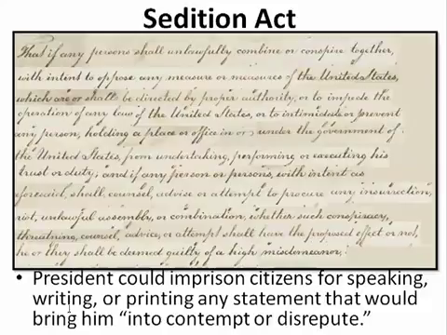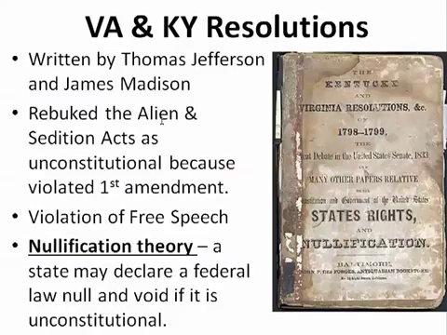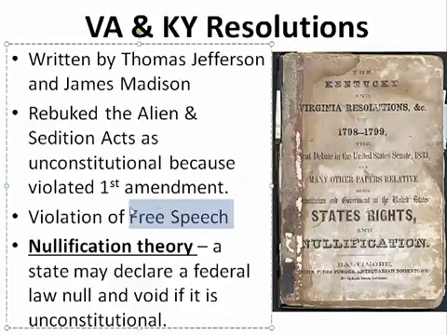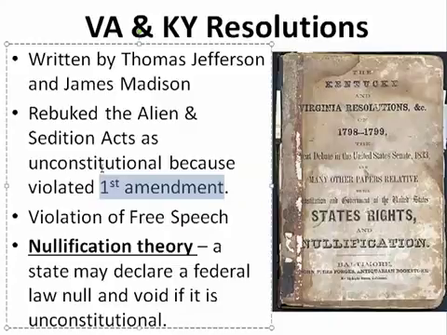So in other words, speaking and writing and printing, or any type of planning against the government or its actions, could lead to imprisonment. A lot of people like Thomas Jefferson and James Madison were the leaders, and wrote the Virginia and Kentucky resolutions, and their legislatures voted, approved of it, and they rebuked the Alien and Sedition Acts and said they violated free speech. They violated the First Amendment, so they were unconstitutional.